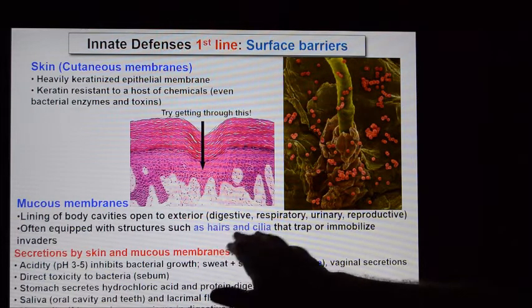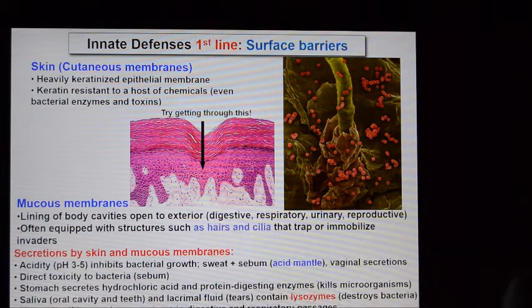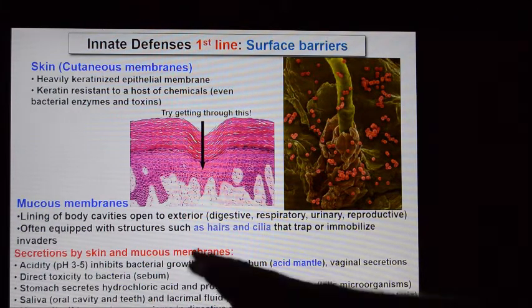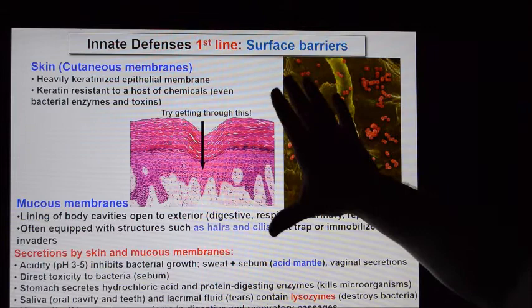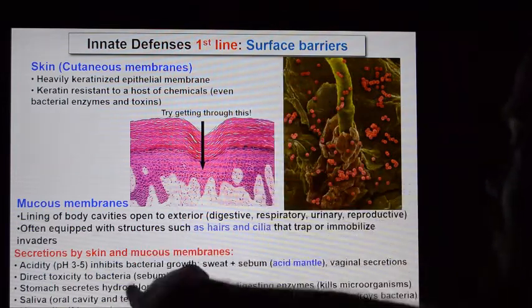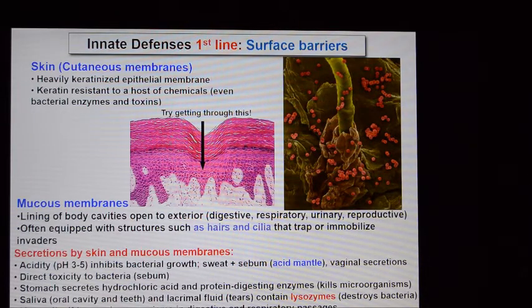Your mucous membranes are covered in a mucosal lining that collects and stops materials from being able to get into your body easily. And they have hairs and cilia that push those invaders back out if they ever get in. These surface barriers are great at keeping stuff away. And the secretions of the skin and the mucous membranes are really good at keeping stuff out as well.